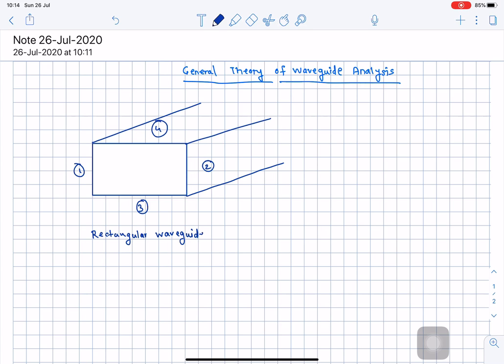So we will first describe briefly what we mean by a waveguide. So waveguides over here are best described as transmission lines, the transmission lines which are made by hollow metallic pipes.